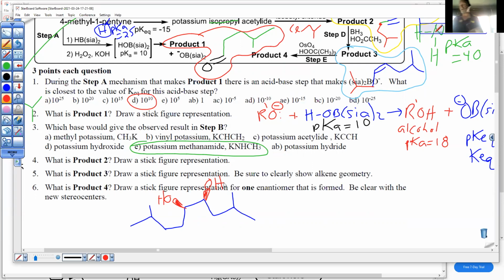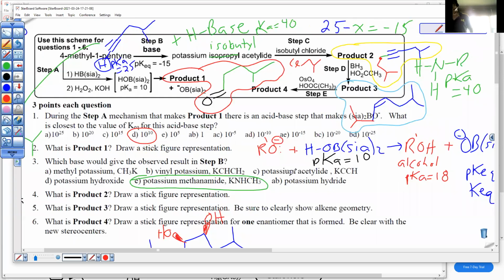I might ask you that. Who knows? I'm thinking, I started this test already. I'm thinking maybe I did ask for both enantiomers. Why not? Didn't ask here, so I won't put it here. I don't want to mislead you. All right, so I think we did 1 through 6 here, didn't we?